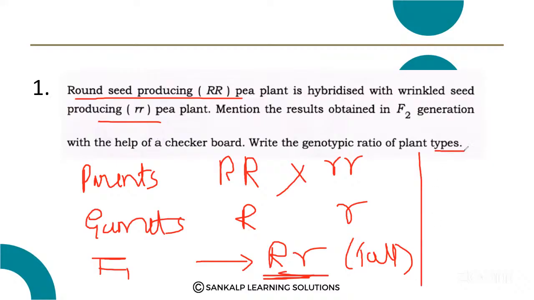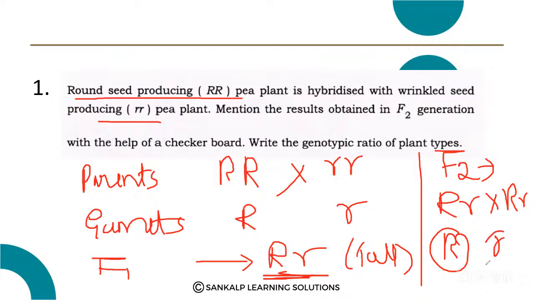Then how can you obtain the F2 generation? By crossing capital R, small r with capital R, small r, using the checkerboard. Here capital R is one gamete and small r is the other gamete, and here also the same gametes are produced.